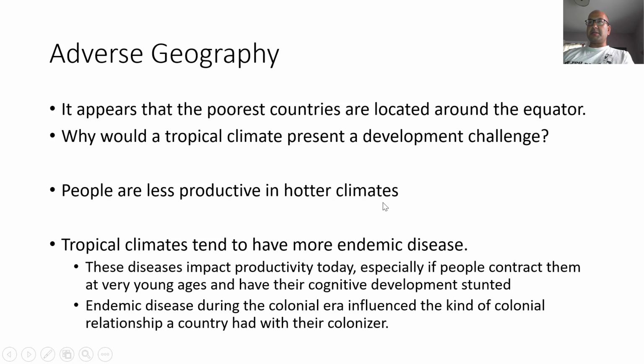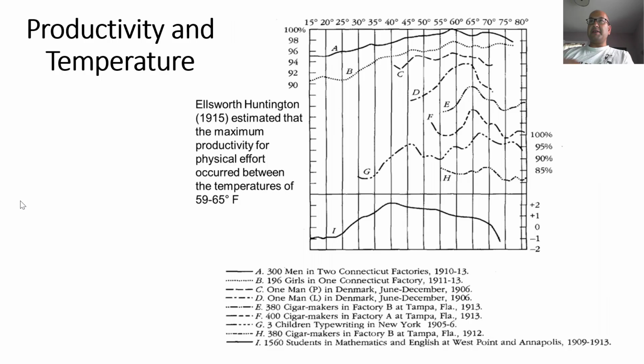And one of them is maybe that people are less productive in hotter climates, right? Maybe it's simply that it's hotter and this has an impact on your productivity. And there's a little bit of credence to this argument. There was a study done by Ellsworth Huntington way back in 1915 that took a look at productivity across a range of different temperatures.